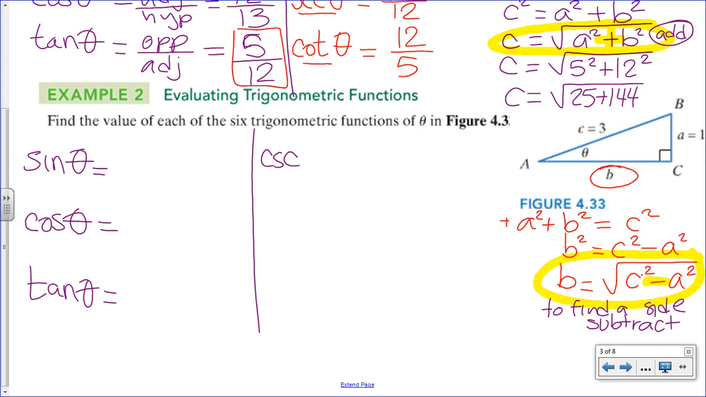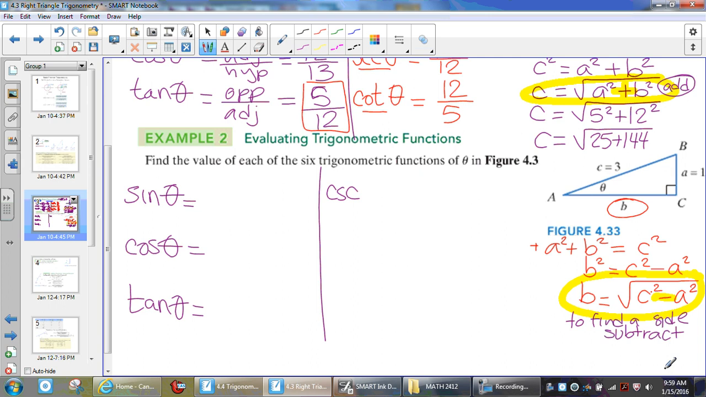Okay, so I'm going to be pausing the video while you guys work. So anytime we say find the 6 trigonometric functions, that's what we're talking about. Sine, cosine, tangent, secant, cosecant, and cotangent.